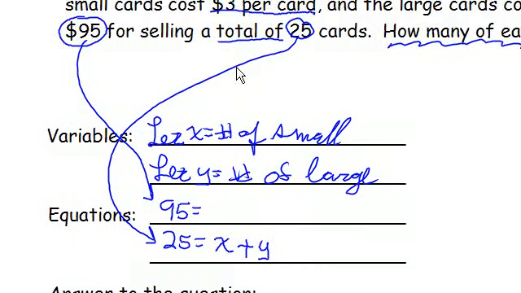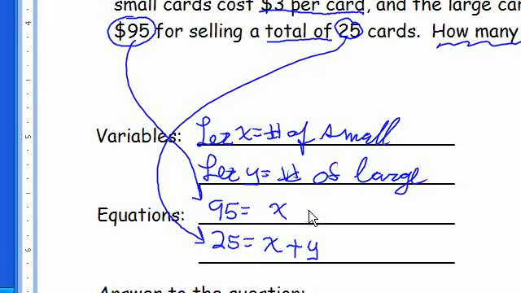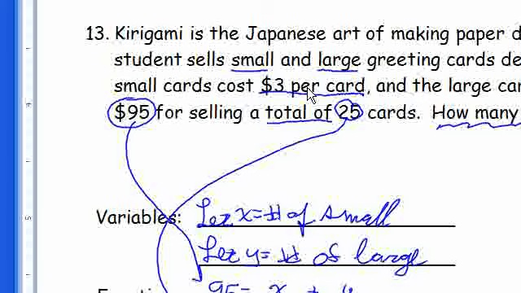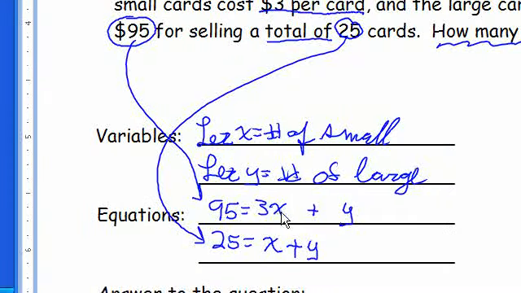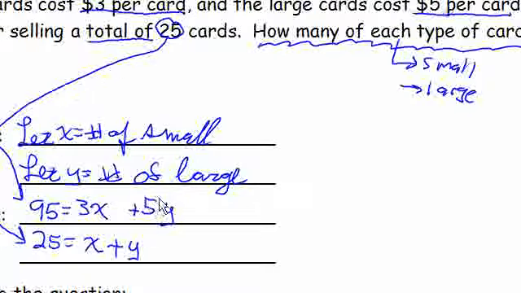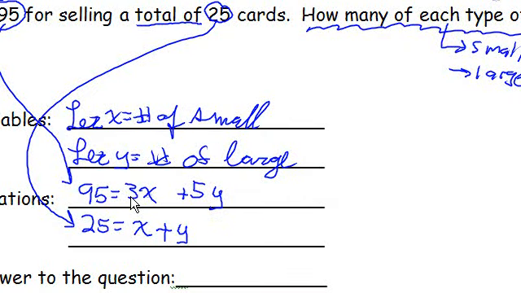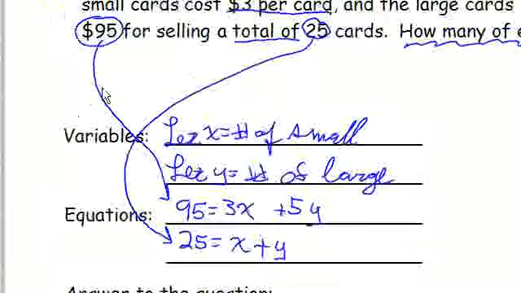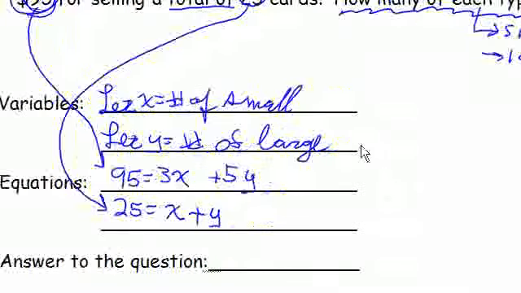Now let's write our second equation. They made 95 bucks. They made $3 per small card. So there's a rate, $3 per small card. And they made $5 per large card. So there's our second rate. It goes in front of y. So look, isn't $3 times the number of small cards we have plus $5 times the number of large cards we have equal to the total amount they made, 95? Yeah, so there's our system.